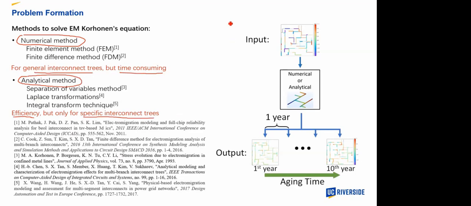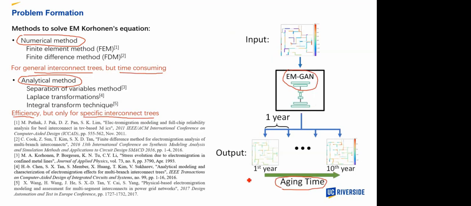This figure shows the flow of how we can derive the EM-induced stress distribution. The input circuit design is given to the numerical or analytical solver, and the result is a time series of outputs, which reflects the evolution of the stress as the aging time increases. In this work, we propose to treat this traditional problem as an image-to-image transformation process so that we can leverage EM-GAN, which is a machine learning-based generative model, to substitute the traditional ways with the hope that it can be applied to any general interconnect trees, but still achieves high efficiency and accuracy.